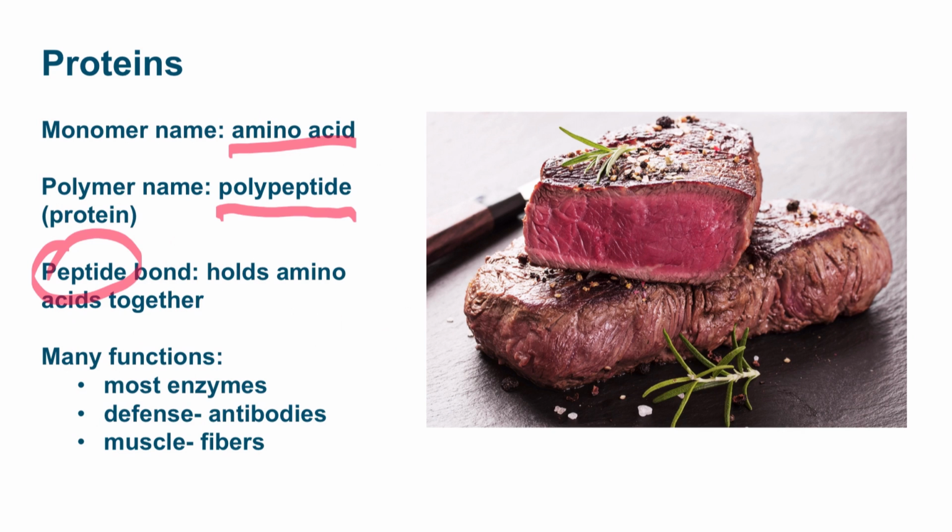Proteins have lots of different functions. Most of the enzymes in your body are proteins. They're important for defense, like your antibodies, and they're important for muscle fibers, like you find in the steak that you might want to have for lunch after you're done watching this.